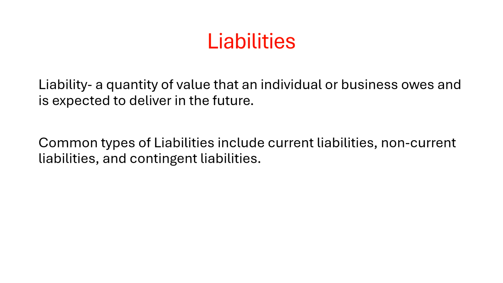A liability is a quantity of value that an individual or business owes and is expected to deliver in the future. Common types of liabilities include current liabilities, which are obligations due within 1 year of the operating cycle; non-current liabilities, which are debts and obligations due in more than 1 year; and contingent liabilities, which are potential obligations that depend on the outcome of a future event.